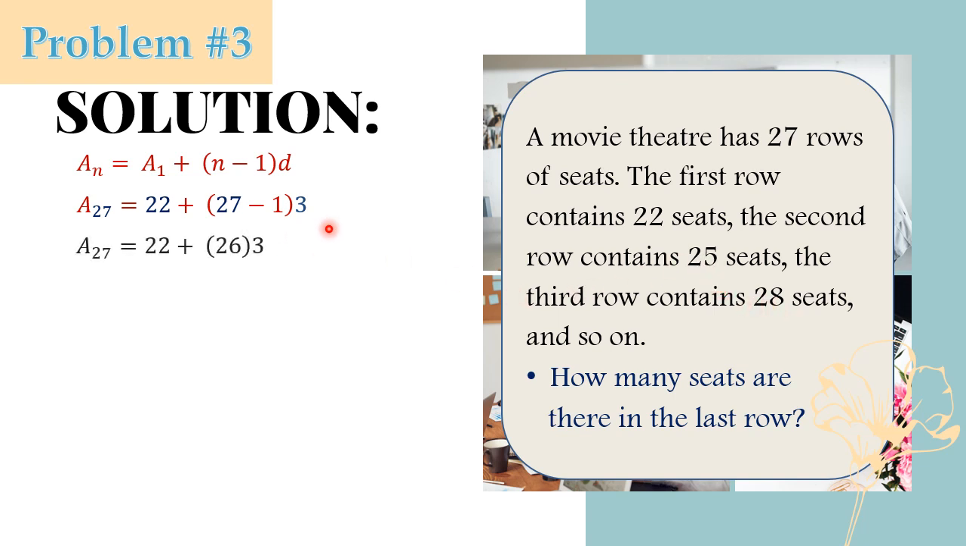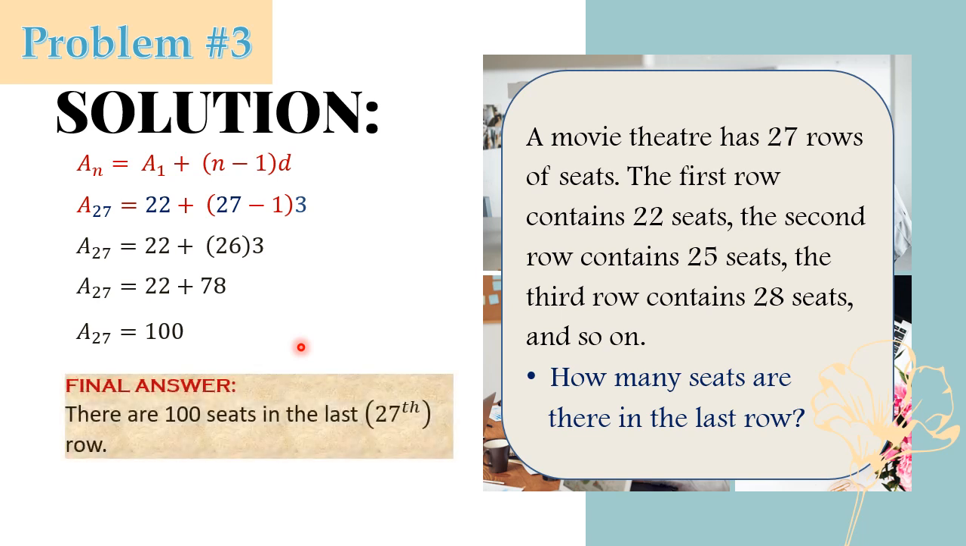So moving on, perform the indicated operation. We start with 27 minus 1, it's 26, and then 26 times 3, it's 78, and lastly, add 22, and that is 100. Okay, and so stating our final answer in statement form, there are 100 seats in the last row, or in the 27th row. Okay, so we're done with this problem.